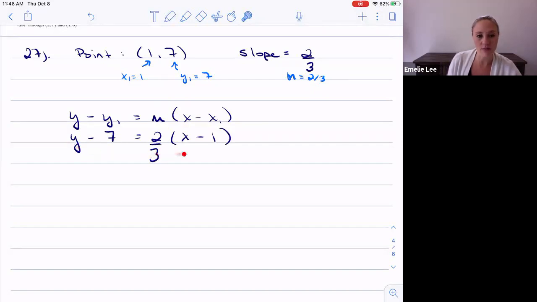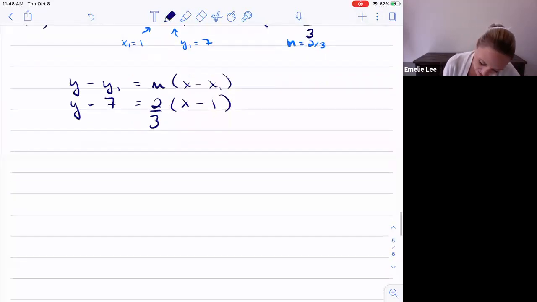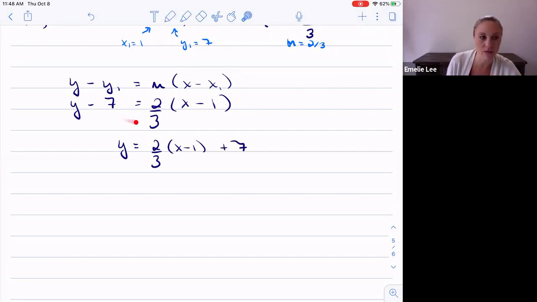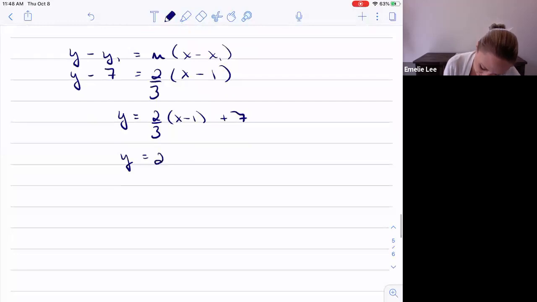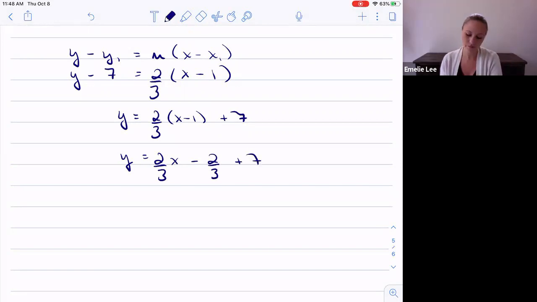I'm going to solve for y, rearrange this thing, and see what happens. So I get y is 2/3 times x minus 1 plus 7, right? Because I had to move this 7 over to the right-hand side. So now I can expand this 2/3 inside the brackets because it's multiplying the brackets. And then I'll have the 7 that I need to simplify. 2/3x minus 2/3 times 1. I'm not going to write that, plus 7. Okay. This 7 looks so weird, but it's kind of cute, so I'll keep it.